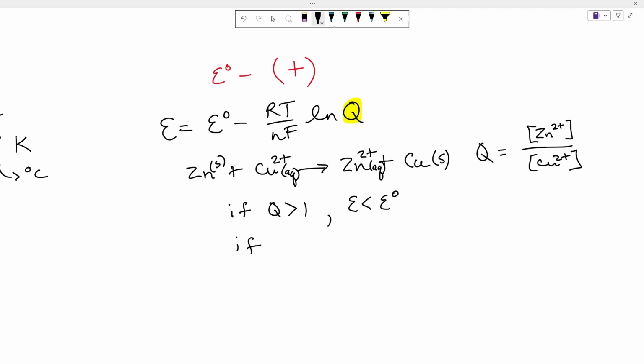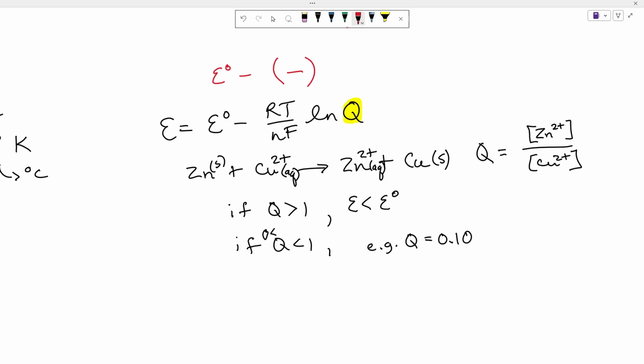If Q were less than 1, specifically between 0 and 1. So for example, if Q were, let's say, 0.1, we did this in the lab. In that case, we would have natural log of a number less than 1, which would make that term negative. And so now this whole term, RT over NF times natural log Q, would be negative.